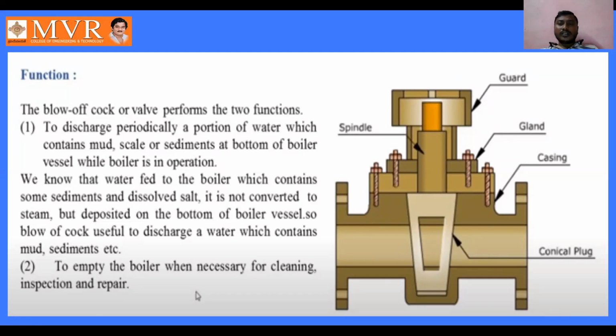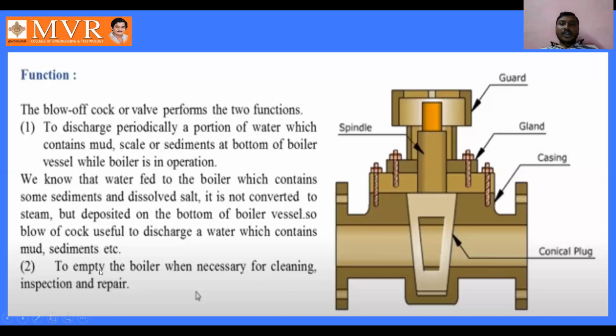So the water is discharged from the downward position of the boiler. The mud, scale and sediment are collected at the bottom of the boiler. The blow off cock is used to remove such mud, sediment and scale forming at the bottom of the boiler. This is the function of the blow off cock: to remove the sediment, scale or mud formed at the bottom of the boiler shell. This is the first function.